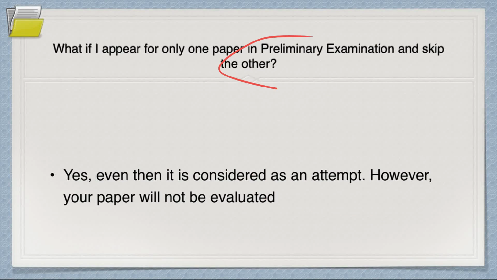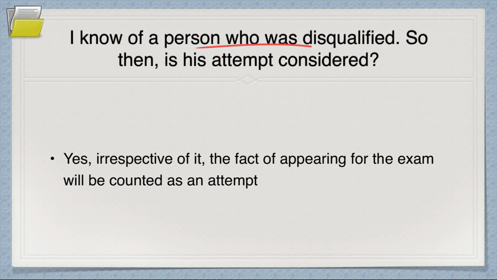What if I appear for only one paper in the preliminary examination and skip the other? Even this is considered as an attempt, so don't do it. Your paper will not be evaluated, so don't do such stupid things. I know of a person who was disqualified, so is his attempt considered? Yes. It's your fault, you provided falsified information, so irrespective of it, the fact of appearing for the exam will be counted as an attempt.